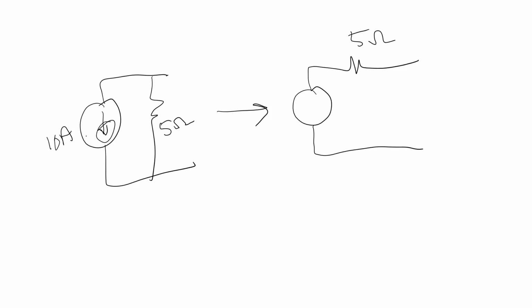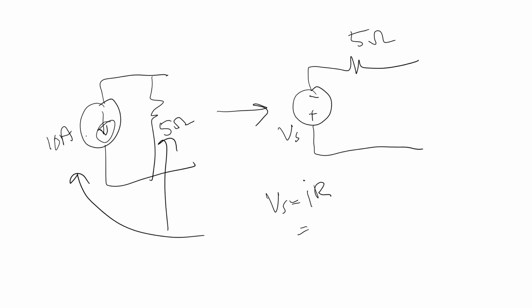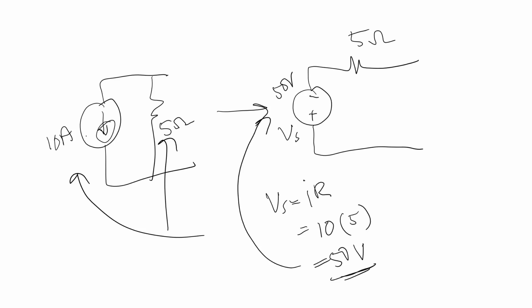Look at the arrowhead. That will point out the positive symbol, and the minus sign goes over there. What about the value then? For Vs, by Ohm's law, V equals IR. Taking all the values from here, I is 10 and R is 5, which gives you 50 volt. The voltage value here is 50 volt. Easy, isn't it?